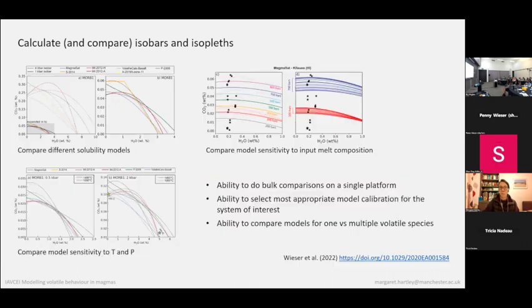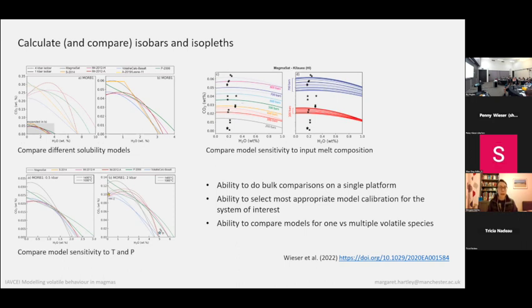And so IAVCEI has produced some really useful ways of looking at comparing different volatile solubility models. So this one here with the blue and the red bars, these are isobars calculated for individual melt compositions in a melt inclusion suite. And we can really see how the compositional dependence, how the composition of the melt influences the saturation pressure that we get out.